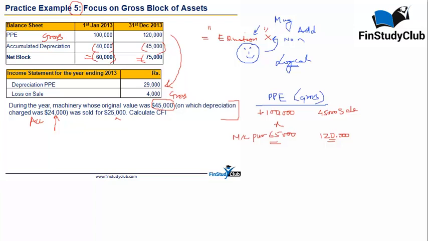So I've been able to find out the balancing figure from the property, plant and equipment, which is the purchase of machinery. So I'm just writing here purchase, which means cash goes down by 65,000.